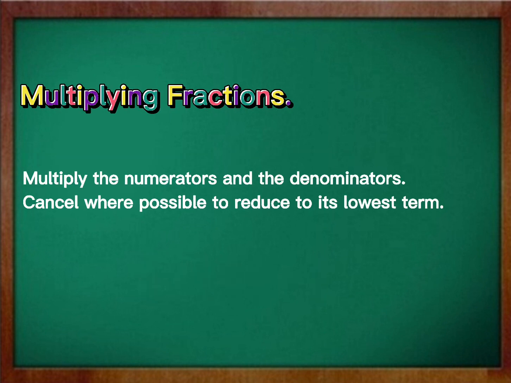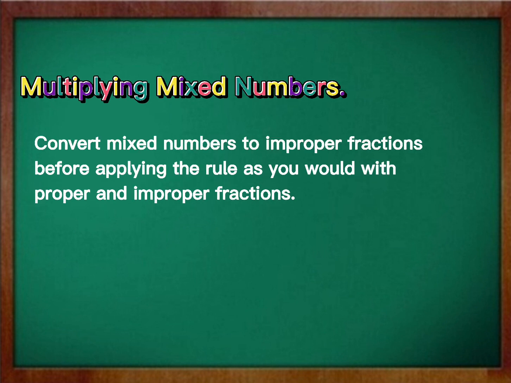Multiplying fractions. To multiply fractions, multiply the numerators and multiply the denominators. Cancel where possible to reduce the amount of multiplication. Multiplying mixed numbers. Convert the mixed numbers to improper fractions before applying the rule as you would with proper and improper fractions.